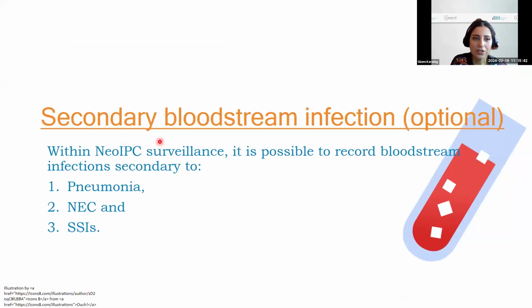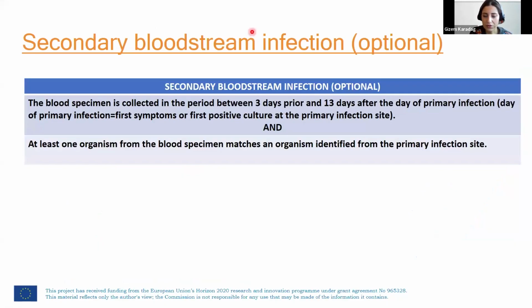So the last infection, which is an optional one, is secondary bloodstream infections. We collect data on secondary bloodstream infections that occur due to pneumonias, NECs, and SSIs. We have two criteria to record a secondary bloodstream infection in our surveillance system. The first one is a time criterion. The blood specimen for this secondary infection should be collected in the period between 3 days prior and 13 days after the day of primary infection.